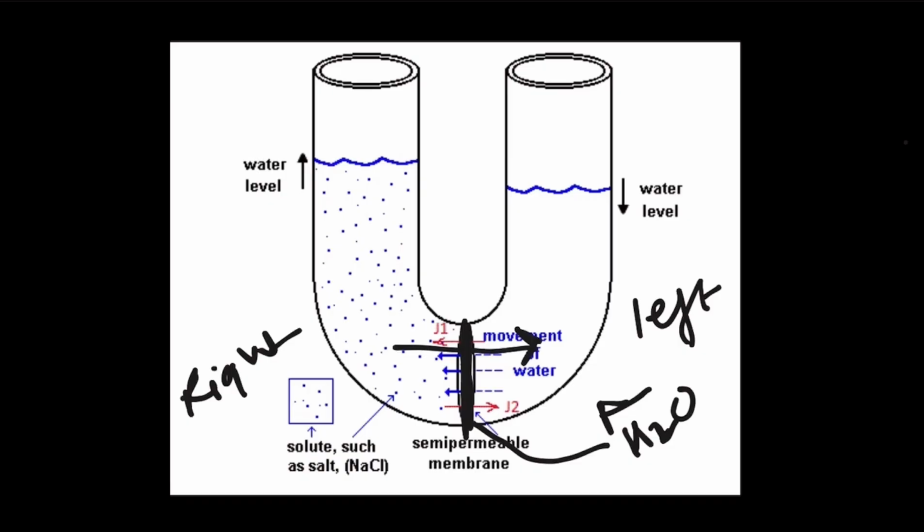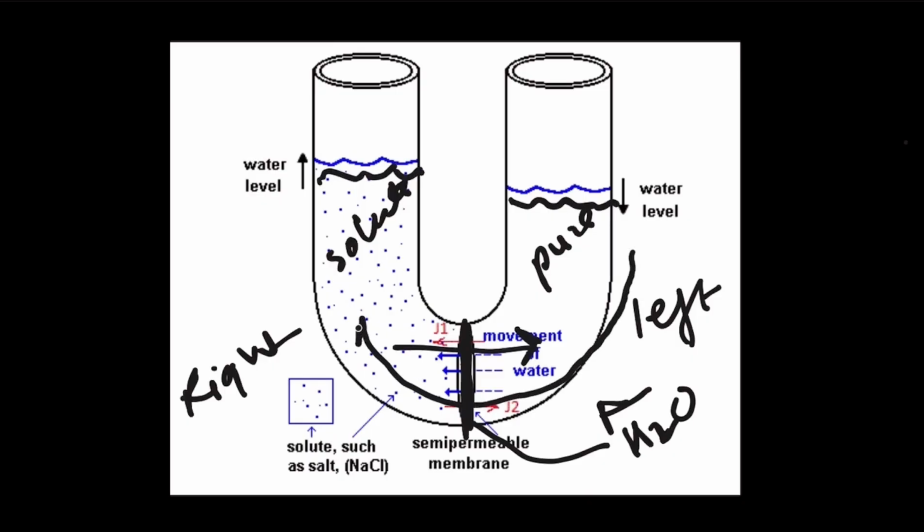So this is pure water. This is pure water, and this is water mixed with solute. Now, interestingly, what is happening, you can see that the water level here is lower than the water level over here. That means water is moving towards this direction. Now, why is that? It is because there's a lot of solutes over here and there's no solute over here.